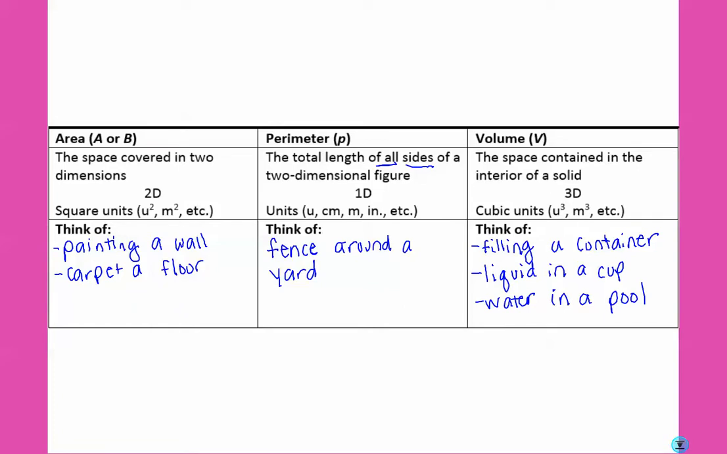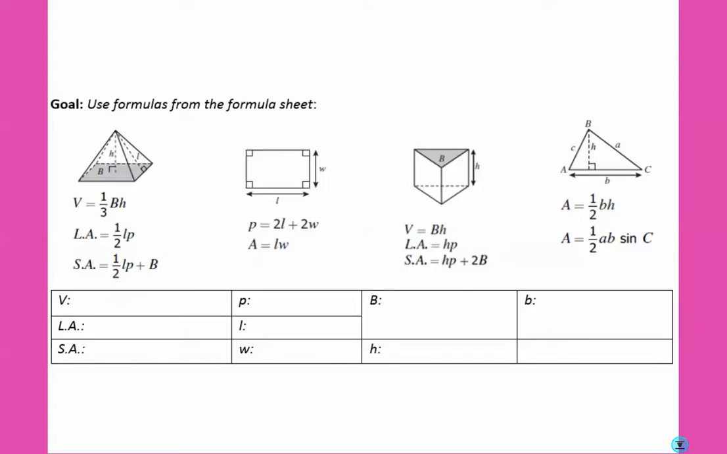So we're going to be using the geometry formula sheet a lot in this unit. And here's 4 of the shapes we're going to be using today. This one has a rectangular base and it comes together at a point at the top. This is called a pyramid. It has one base at the bottom and a point at the top.